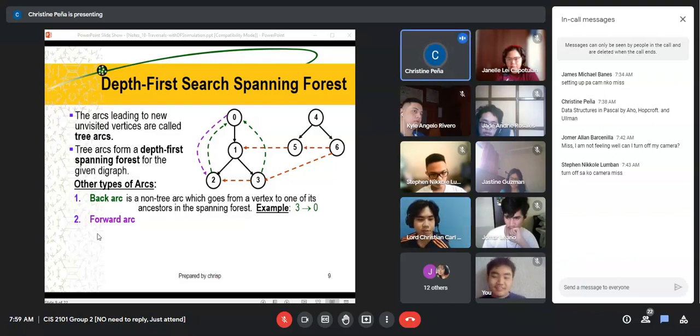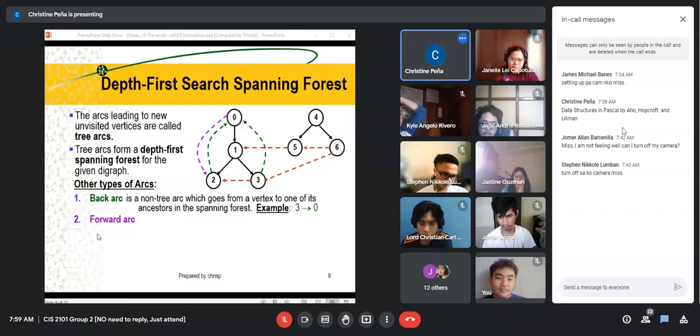Go Justin, try. It's a non-tree arc which goes from one of its ancestors to a vertex in the spanning forest. You just read that one. The first line is the same. Anyone who would try?